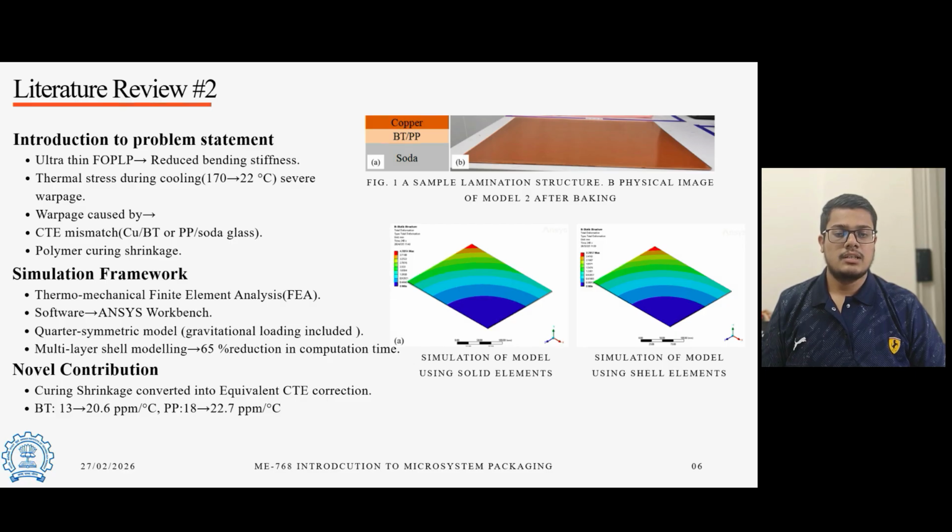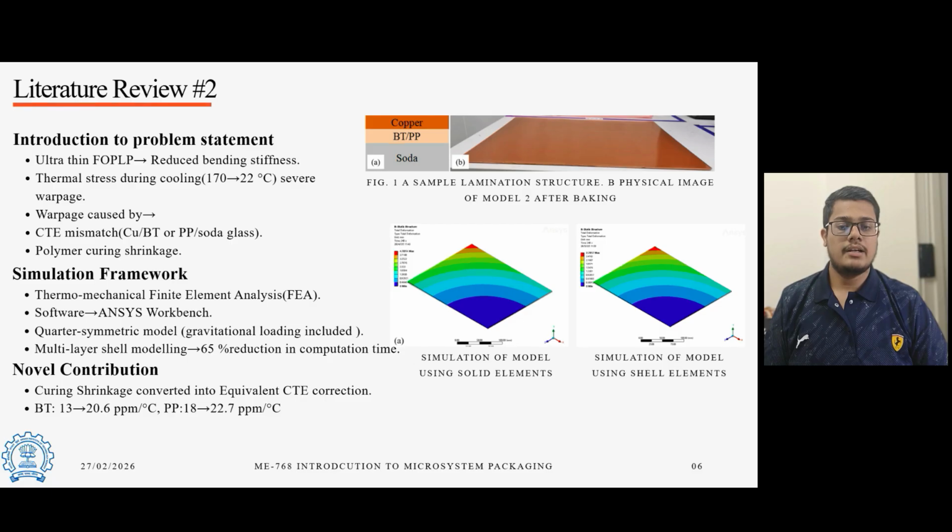To analyze this behavior, the author developed a thermomechanical finite element model using ANSYS Workbench. Initially, a quarter-symmetric solid element model was created. Ultra-thin substrates have a very high aspect ratio, making solid elements computationally expensive. Therefore, they implemented a multi-layer shell element modeling approach. The contour plots shown below compare solid element simulations and shell element simulations. Both predict similar warpage profiles, but the shell model reduces computational time by nearly 65% while maintaining acceptable accuracy.